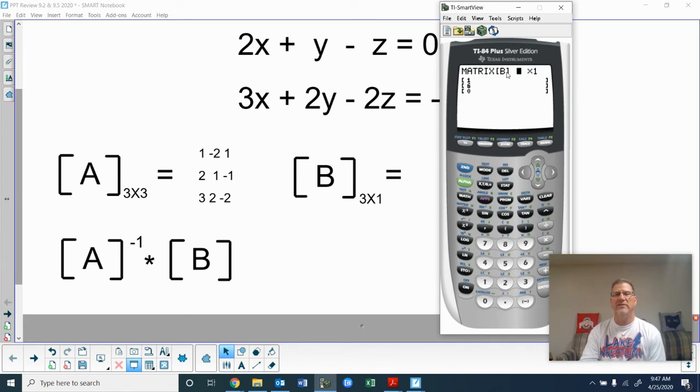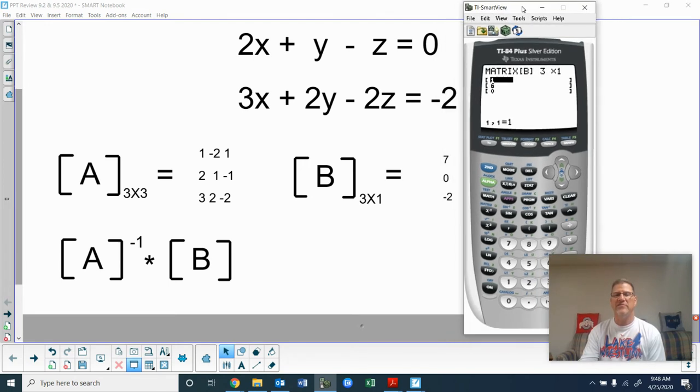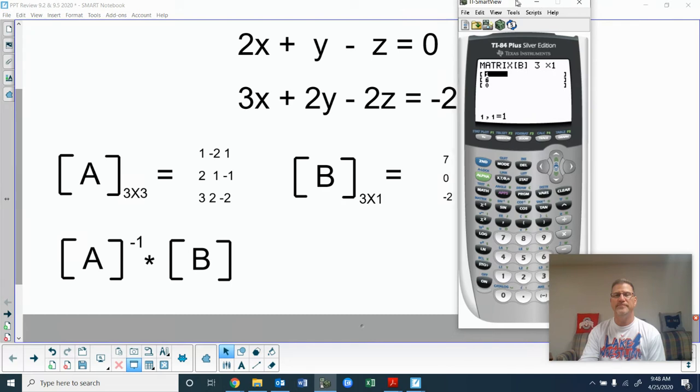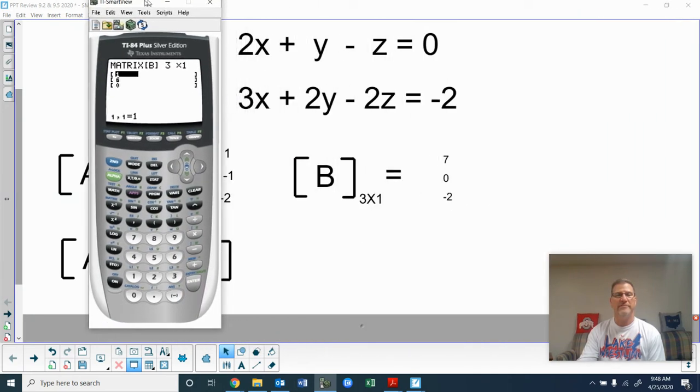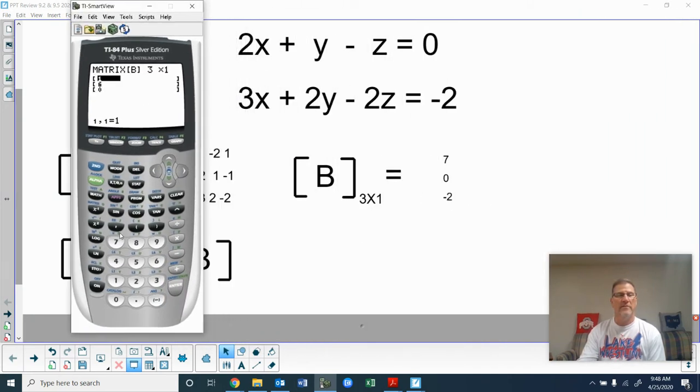And our B matrix is a 3x1. So I hit, it's already there, but I'm just going to hit it again. 3, enter, 1 enter. And that puts me at the, gotta move it over. 7, 0, and -2. Just go over here. 7, enter. 0, enter. Don't forget your negative. All right, so we got that in. Get out of there again.